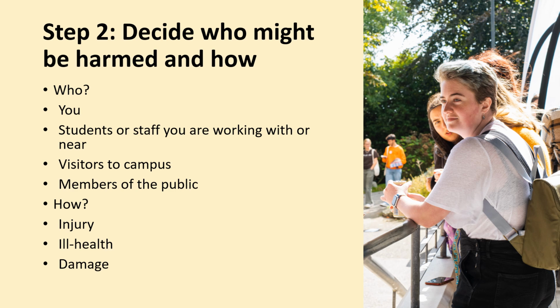So moving into step 2, this is deciding how or who might be harmed and how they might be harmed. So once we've identified a hazard, we then need to understand who may be at risk of that hazard and how they might be at risk as well. So is it students or staff that you're working with? Is it visitors to campus? Or is it members of the public? And at that point, we then need to think, how could they be harmed in general? Is it injury, ill health, or equipment or property damage? Where are the risks there?